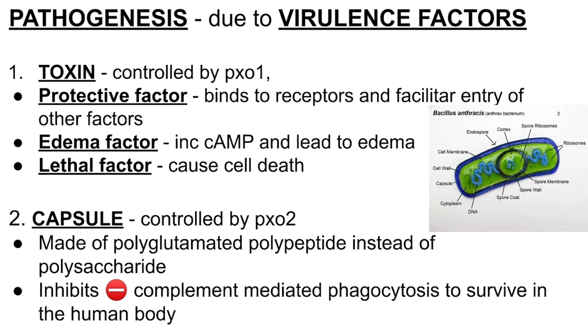Toxin is regulated and controlled by PXO1. Capsule is controlled by PXO2. So under toxin, you have to write three factors: protective factor, edema factor, and the lethal factor. Protective allows the entry of other two. Edema causes edema. Lethal causes cell death. And under the capsule, it is made up of polyglutamate polypeptide, and it inhibits the complement mediated phagocytosis. So this is about pathogenesis.